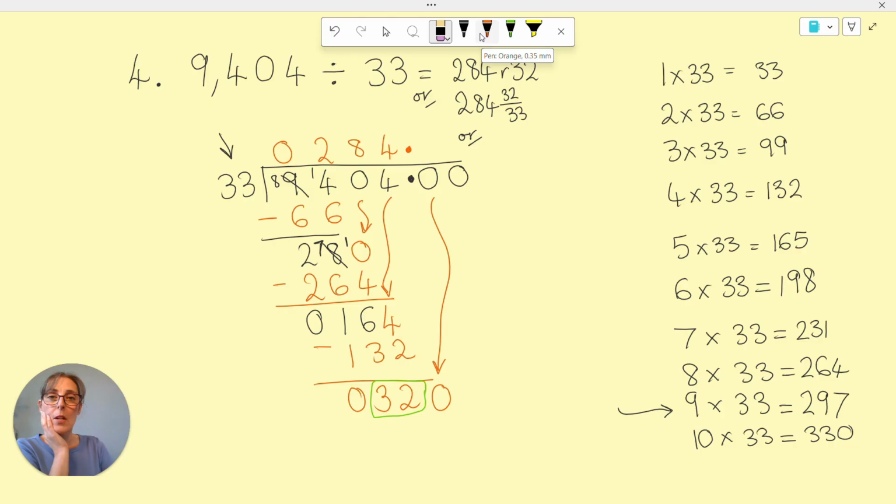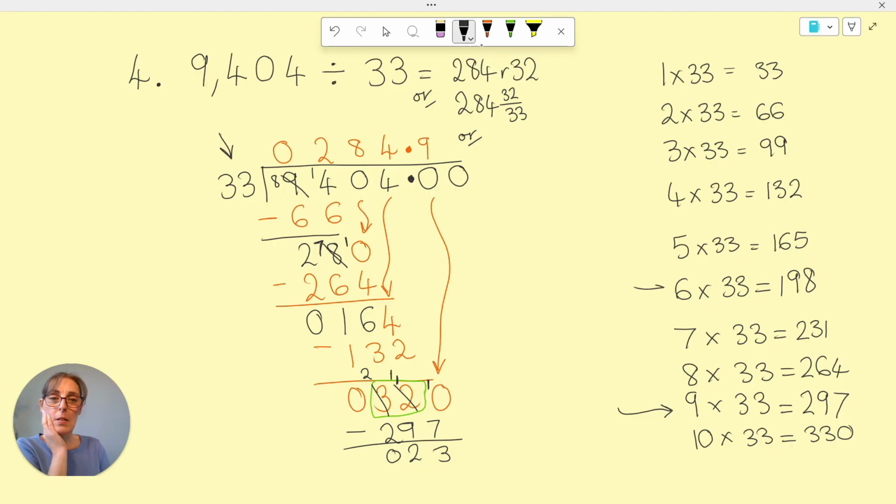All right. So we are writing down 9. And then we take away 297. Ooh. And we're left with 23. And we haven't got a 230, we've got a 231.